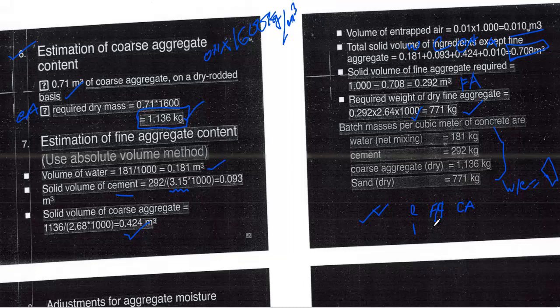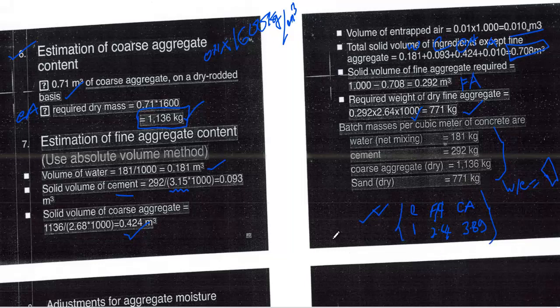Sir, coarse aggregate is 3.89. I just asked for the fine aggregate. Fine aggregate, sir, that is 2.64. And this one, sir, 3.89. So this is the initial ratio you found.